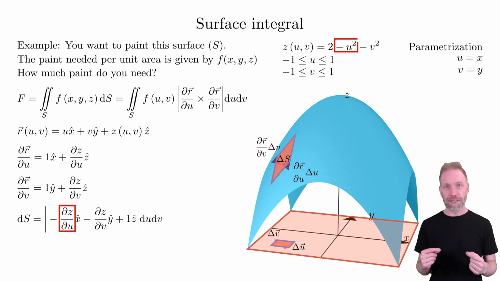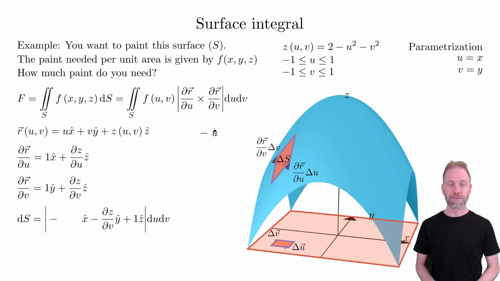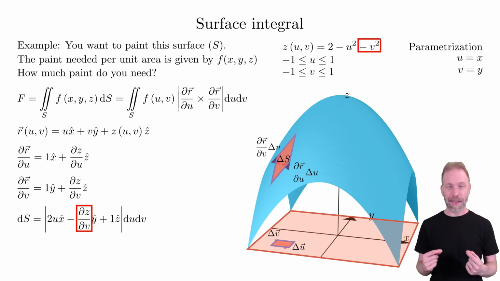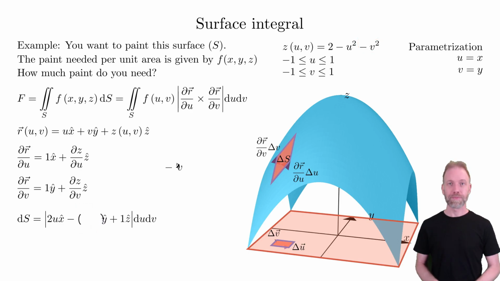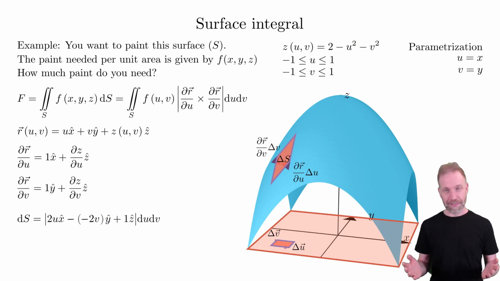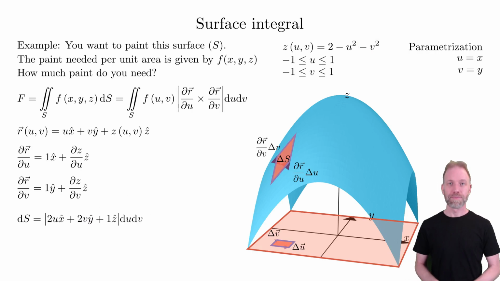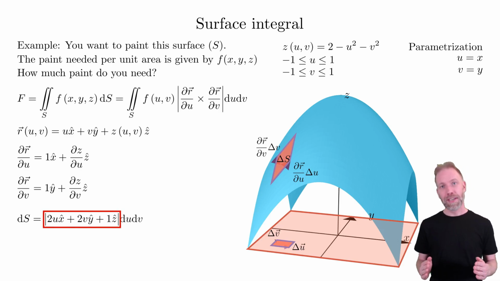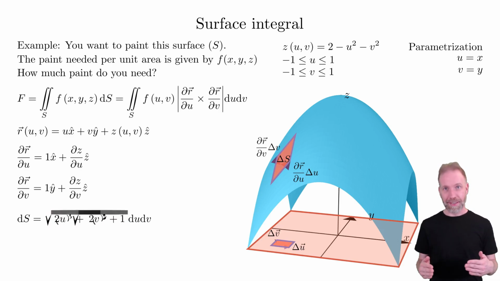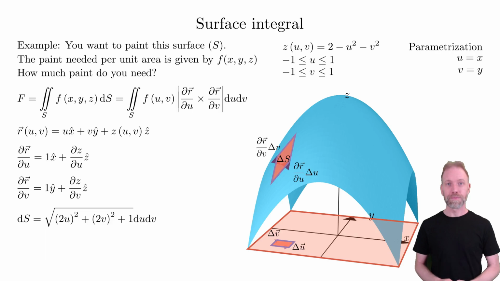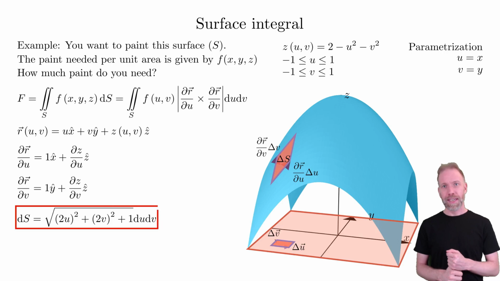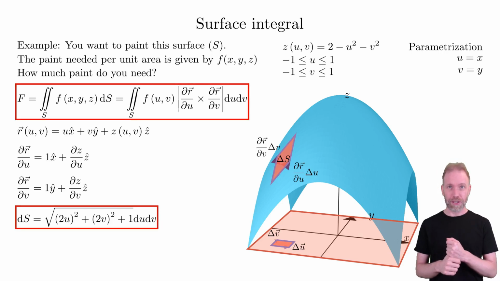The z du is minus 2u. And the minus cancels. The z dv is minus 2v. And the minus cancels. Finally, we can use the Pythagorean theorem and write this as a square root. To solve the general integral, insert this into the equation for the integral.